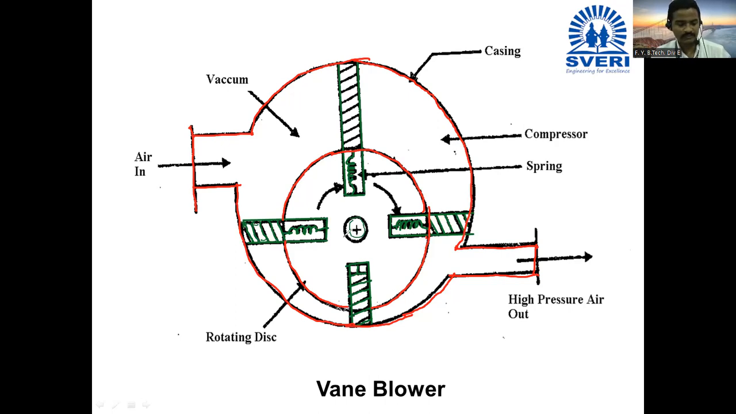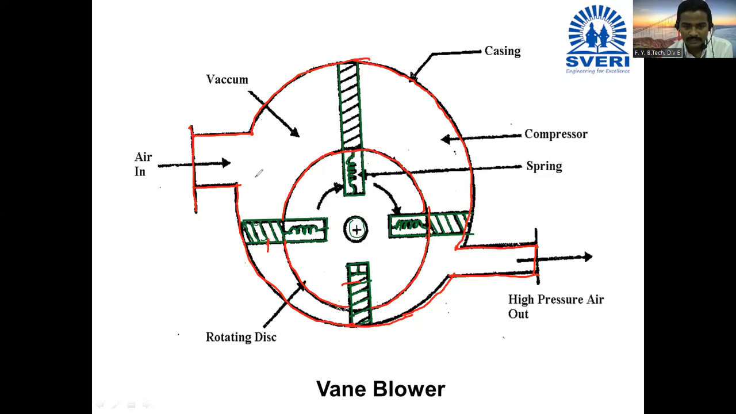As we studied the root blower, similarly the vane blower works. This disc is mounted and rotated with the help of some external motor. When the disc rotates, the atmospheric air with low pressure gets entrapped between two vanes. Suppose we consider vanes 1 and 2. I will highlight vanes 1 and 2.